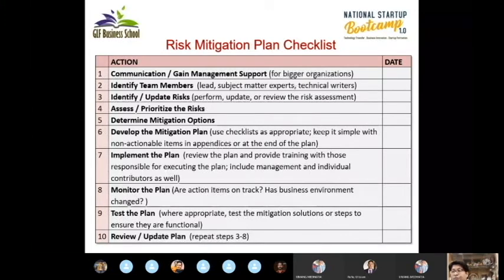working hard to identify, update risk, assess, prioritize the risk, and determine mitigation options. Few businesses actively develop, implement, monitor risk, and review their plans, which are described in steps 6 to 10. I recommend that you start this process.